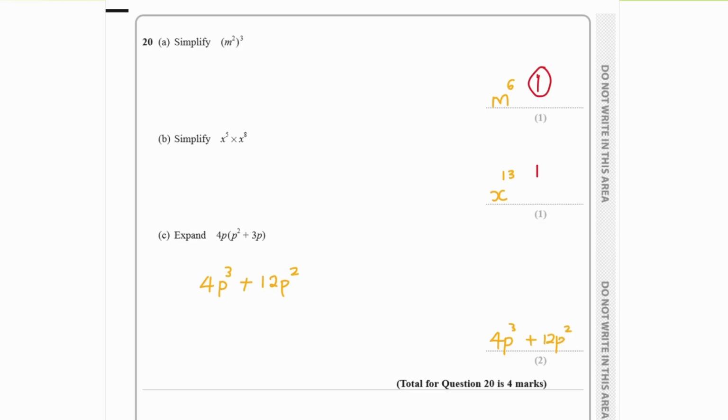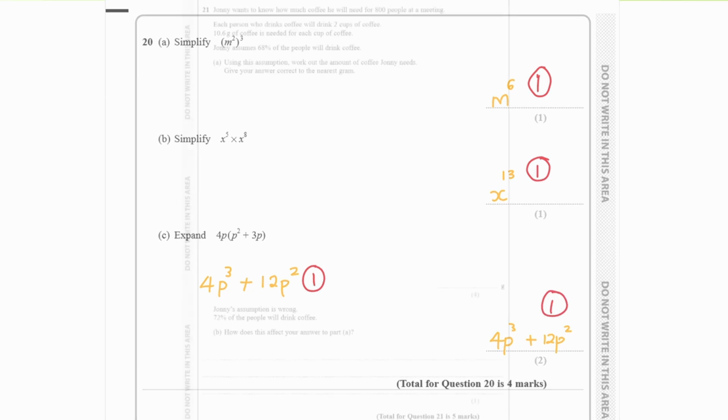Part A was a 1-mark question. Part B was a 1-mark question. And for Part C, we would get 1 mark if we expanded correctly any one of these two terms, and a second mark if we correctly expanded both of these terms.